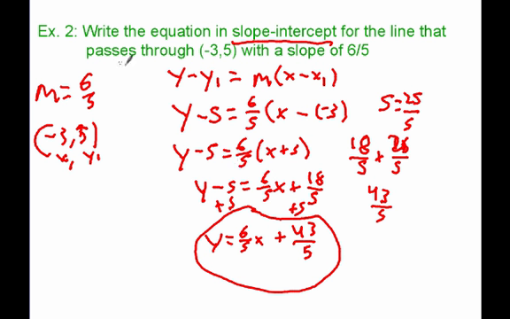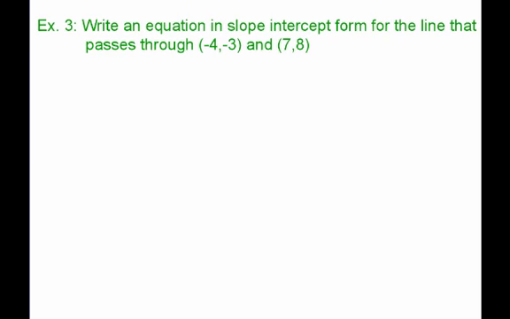So if we want to write an equation in slope-intercept form and we are given a point and the slope, the trick is just to put it in point-slope form first and then convert it into slope-intercept form. Example 3 says write an equation in slope-intercept form for the line that passes through (-4, 3) and (7, 8). In this case, I don't have the slope or the y-intercept, I just have 2 points. So the first step I'm going to have to do is to find the slope.